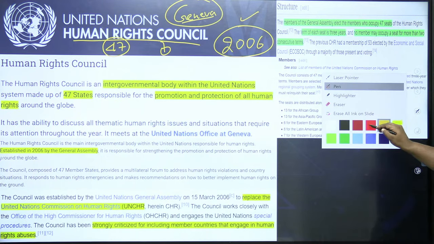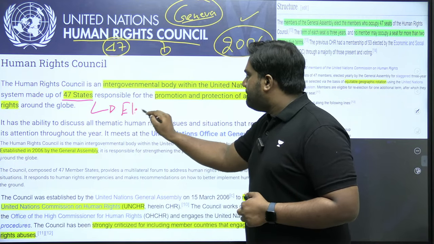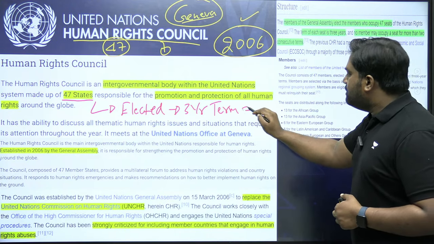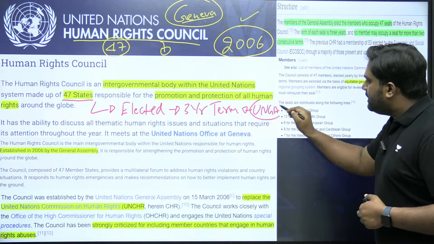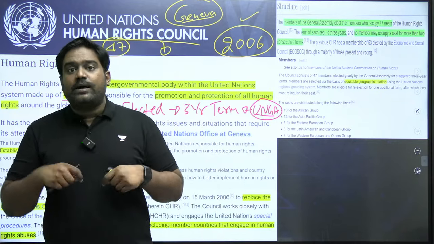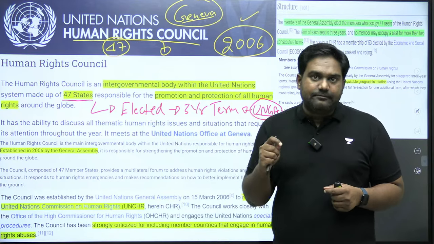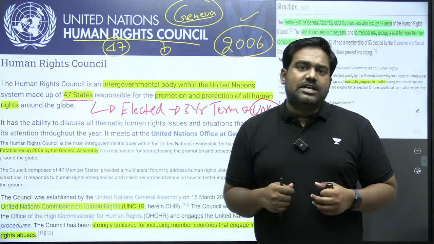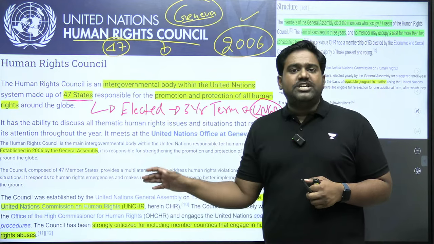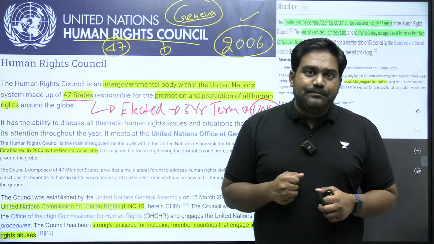It comprises 47 countries which are elected for a three-year term by the other members of the UN General Assembly. Please write down this point. UNHRC is made up of 47 UN member states who are elected for a three-year term, and the election happens at UN General Assembly itself. So UNGA is a universal body, a representative body, where all 193 member states are represented, and the UNGA members elect 47 countries amongst themselves who represent the UNHRC.